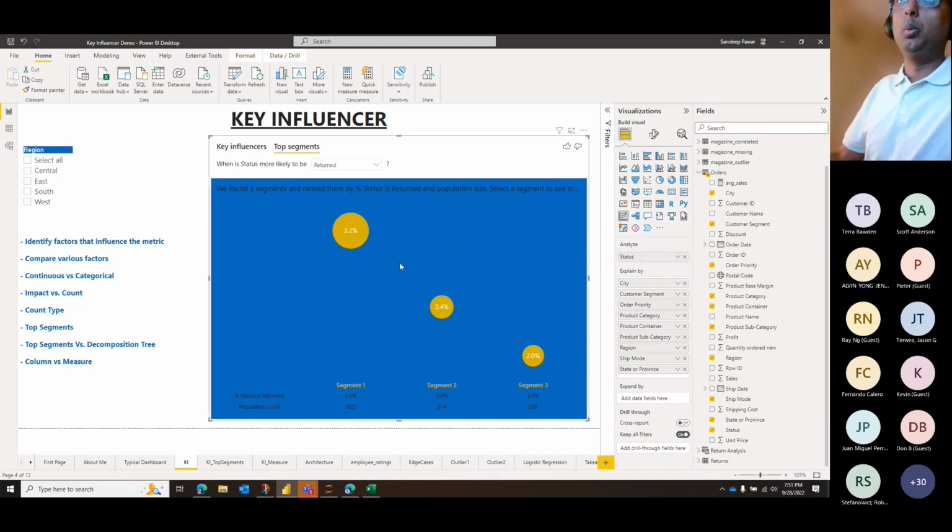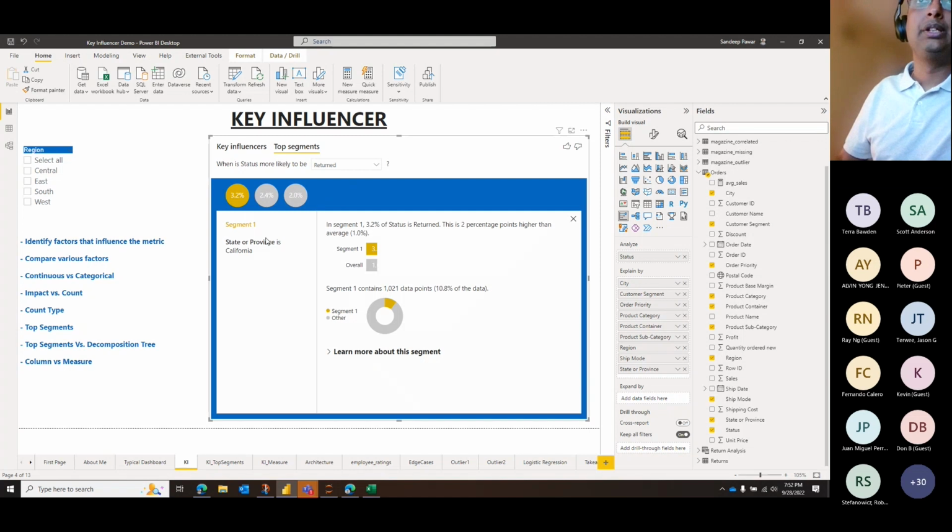Okay, so where does that help us? If you see at the bottom, it's telling us I have overall, I think, like 20,000 rows. Out of those 20,000, there are 1,000 rows where the percentage return is 3.2%. Remember, our average is 1%, whereas this subpopulation is much higher than anything else. We can click on it and figure out where it is. In this case, it just so happens that it's California, where it is 3.2%.